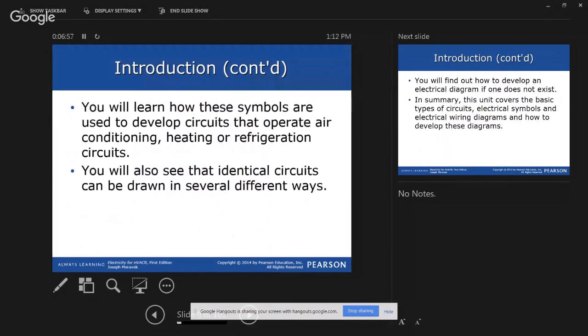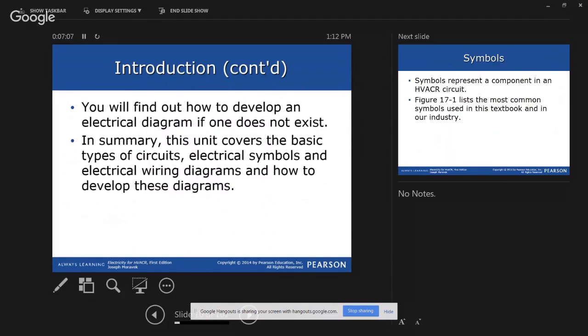You will learn how these symbols are used to develop circuits that operate air conditioning, heating, or refrigeration circuits. You will also see that identical circuits can be drawn in several different ways. You will find out how to develop an electrical diagram if one does not exist. I cannot tell you the number of times that I've been called to work on something electrical, and instead of being able to generate a print, you just don't have anything, and you just got to go after it. You break out your meter and you start following out wires and making a circuit up. That's where having a little piece of paper and a pen handy is almost a necessity when you start to break up your own circuits.